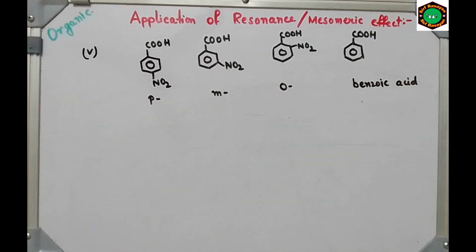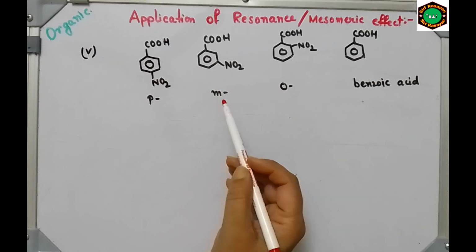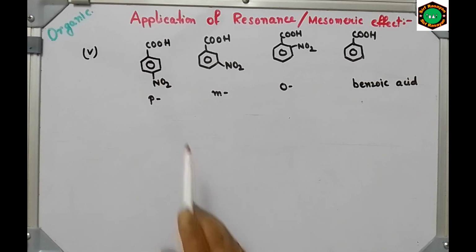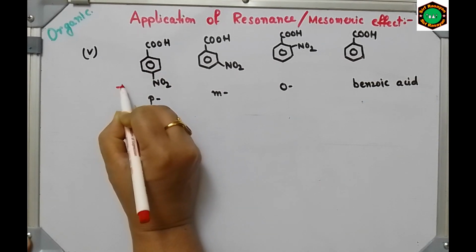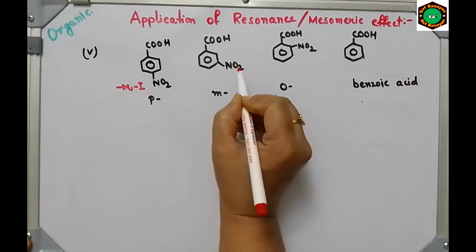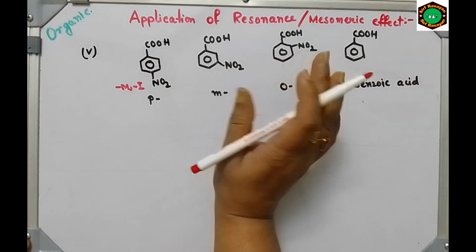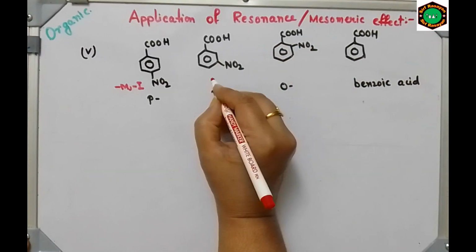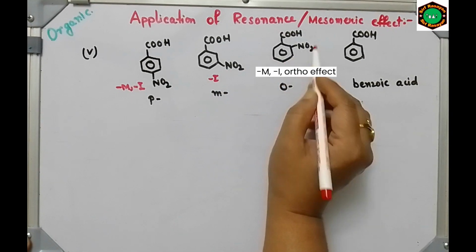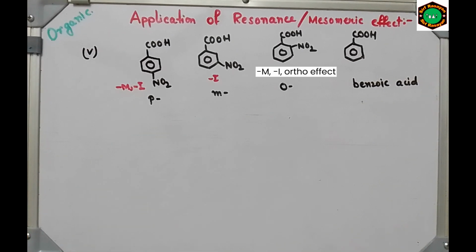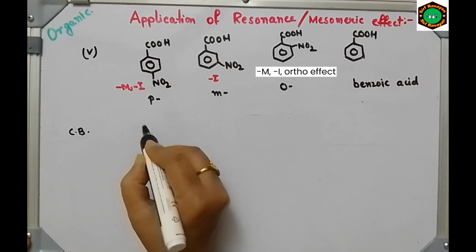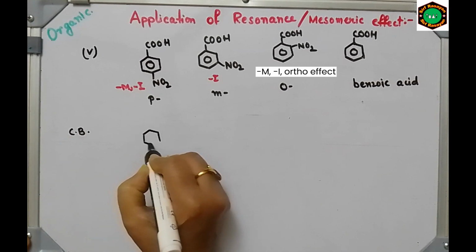Now compare the acid strength of ortho, meta, para nitrobenzoic acid and benzoic acid. Now see, the nitro group at the para position has a minus I effect and a minus M effect. The nitro group at the meta position has no mesomeric effect, so only a minus I effect. And here you know the ortho effect is there. So to compare the acid strength, first we have to draw the structure of the conjugate base of the corresponding acid.